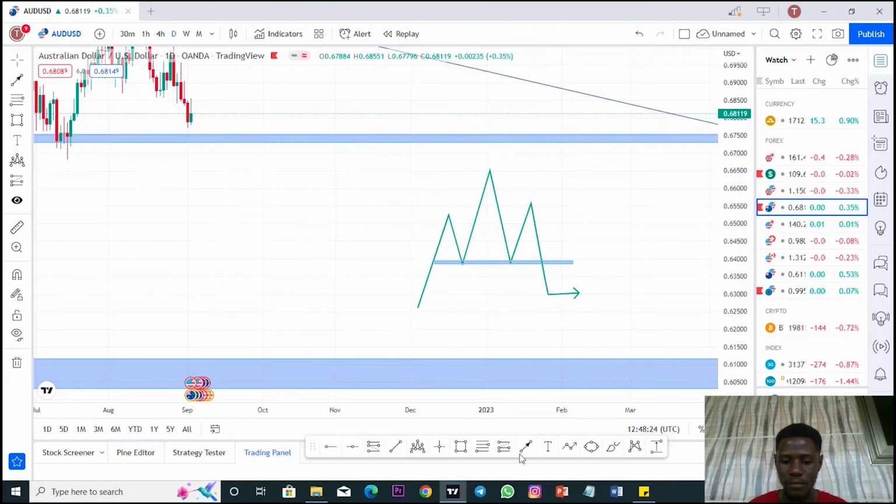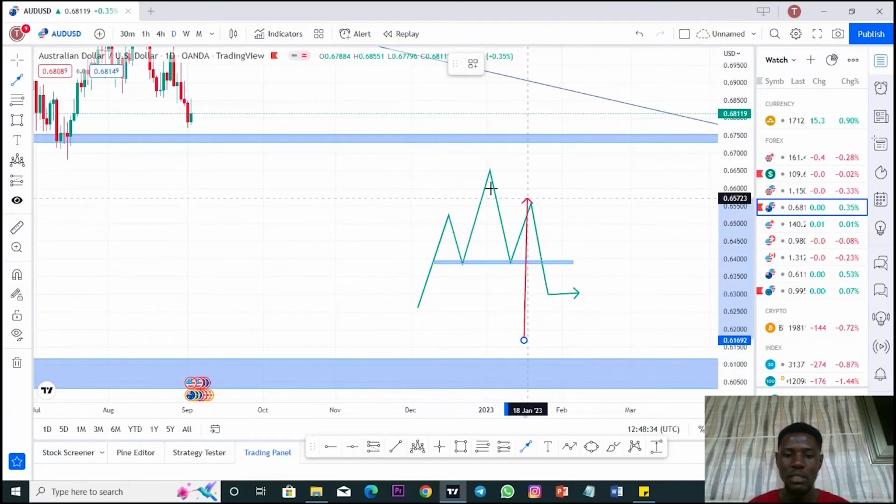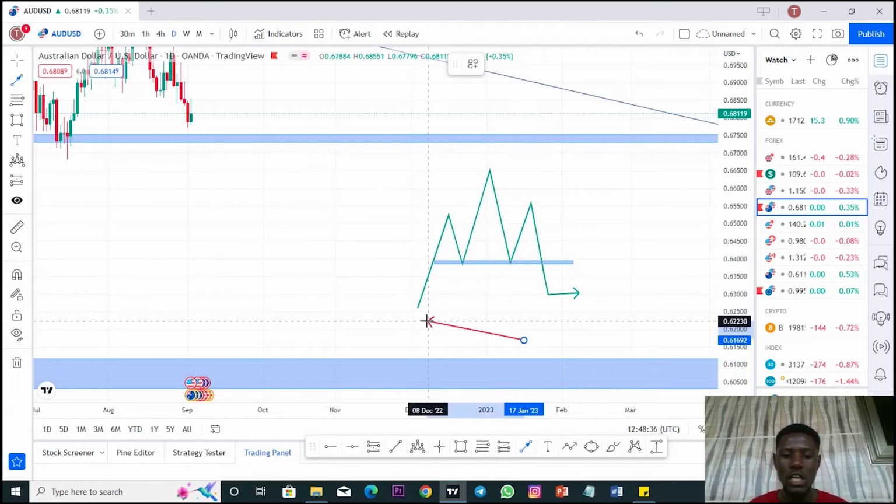So here, for the head and shoulder pattern, price push. This is how the head and shoulder pattern looks like. Price will be pushing either from the lower low or the lower high type of formation or structure. Here is from the lower low.